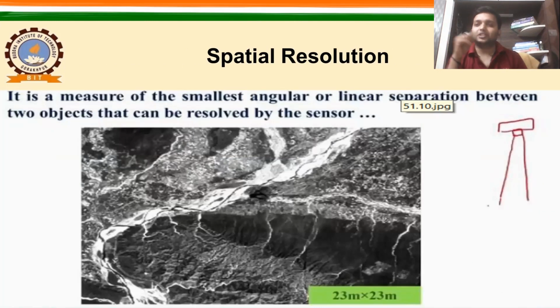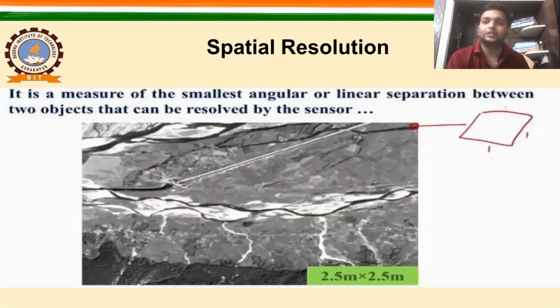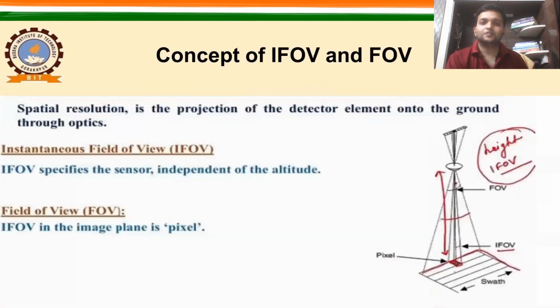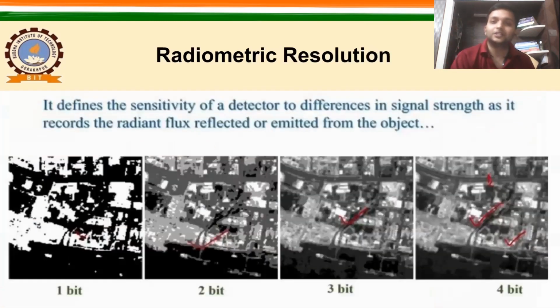Then we talked about the spatial resolution, which is a measure of the smallest angular or linear separation between two objects that can be resolved by the sensor. This has also given birth to two terms, that is IFOV, the instantaneous field of view, and FOV, the field of view. Spatial resolution is the projection of the detector element onto the ground through optics.